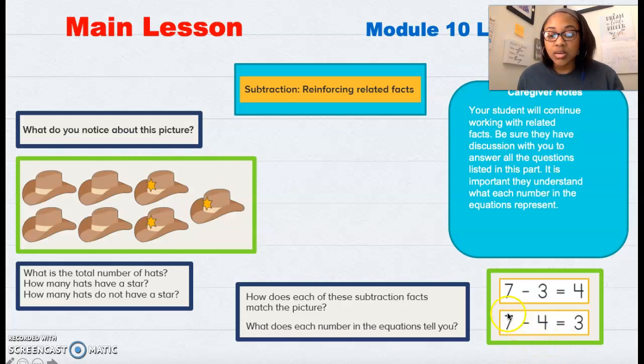Excellent. So they still kept the total, which is 7, but instead of subtracting the amount of hats that have a star on them, they're subtracting the amount of hats that do not have a star. So instead of having 7 minus 3, I have 7 minus 4 to get my answer of how many hats have a star. These 2 equations are related facts because they're using the picture to help them solve each equation. They're using what they know about the hats to help them solve the problem.